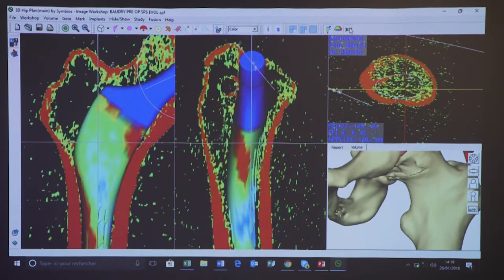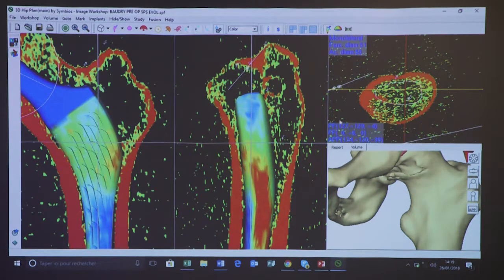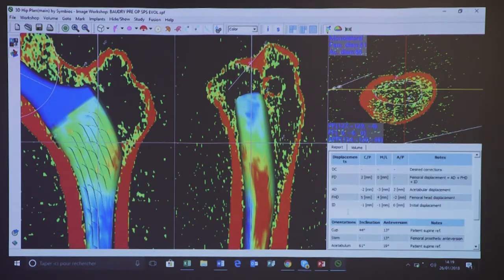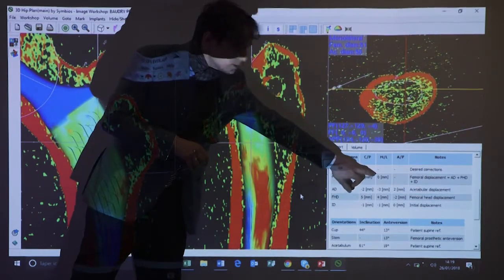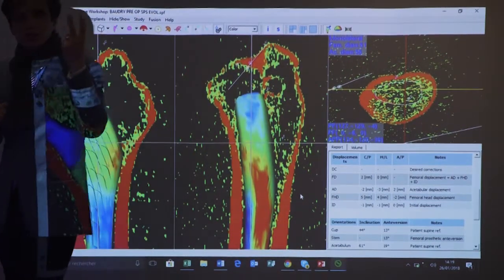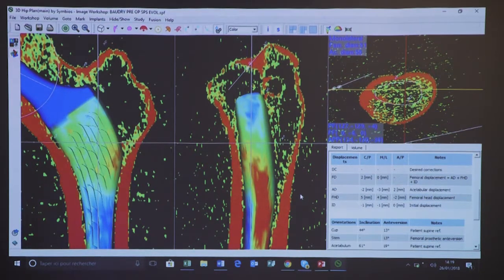So this is what I would do. When we analyze what would be the final correction for this patient, it will be +2, 0. It means that there will be a lengthening of 2 millimeters and no alteration of the global offset of this hip. So for me, this is okay. I will go for this. And I can show you, I have the video of this patient running at 3 months with no problem. He's doing extremely well. So this is quite a standard hip.